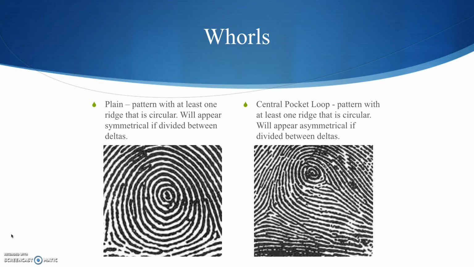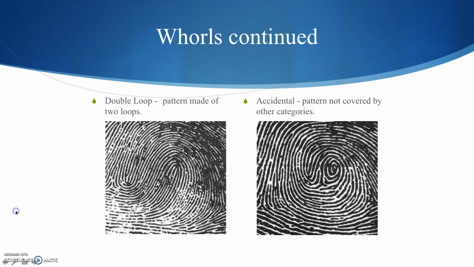The central pocket loop whorl also has at least 1 ridge that completes a circuit. It differs from the plain whorl in that the shape is not symmetrical, and it is difficult to see both deltas clearly. The double loop whorl has 2 loop patterns, one above the other. The shape may resemble an S or a yin-yang. It is usually very easy to identify this pattern because of the unique shape.